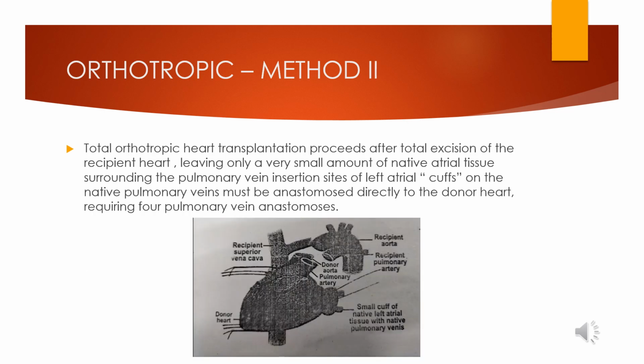Method 2. Total orthotopic heart transplantation proceeds after total excision of the recipient heart, leaving only a very small amount of native atrial tissue surrounding the pulmonary vein insertion sites of the left atrium. Cuffs on the native pulmonary veins must be anastomosed directly to the donor heart, requiring 4 pulmonary vein anastomoses.